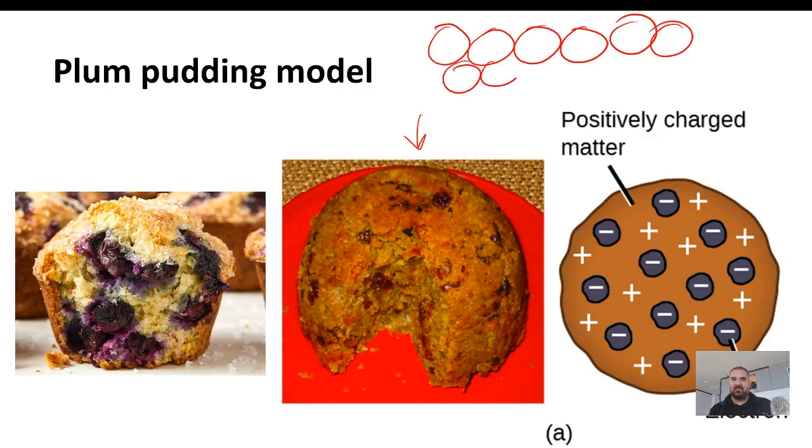Basically, his thought is the cake is the positive charge, and then the blueberries. I brought a blueberry here just because we all know what blueberry muffins look like. So the cake is the positive charge, and the blueberries are the negative charge. That was the idea of the plum pudding model. The thought was that the mass is just evenly distributed throughout atoms.